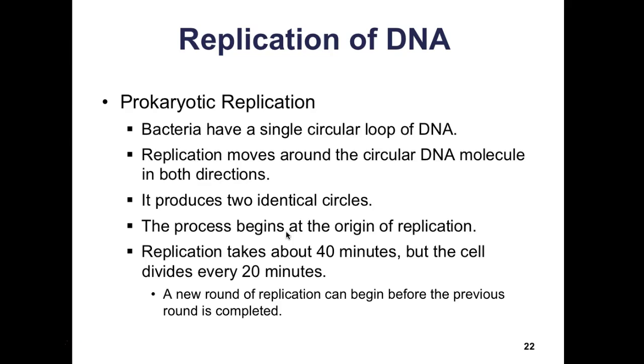Replication in eukaryotes occurs in thousands of places. In prokaryotes, it's a little different. Remember that in the prokaryotic genome, the DNA is often in a circular loop of DNA called a plasmid. So bacteria have a single circular loop of DNA stored in the nucleoid, and the replication moves around the circular DNA molecule in two directions. It produces two identical circles. The process begins at a place called the origin of replication and will proceed until the entire chromosome has been copied.